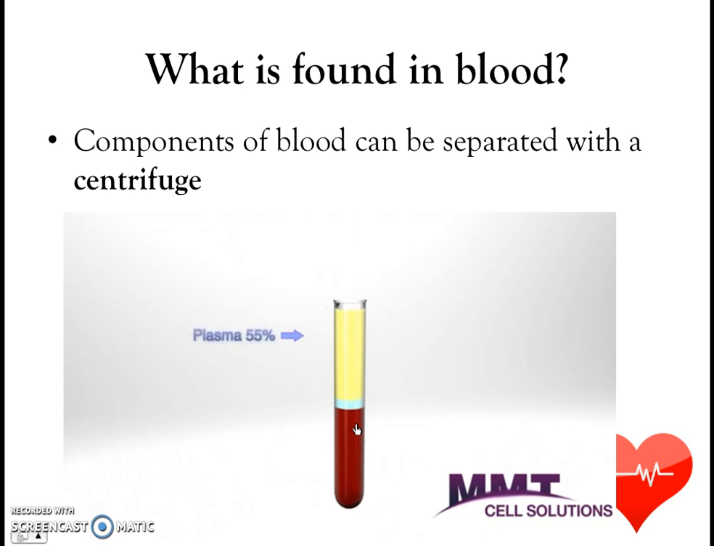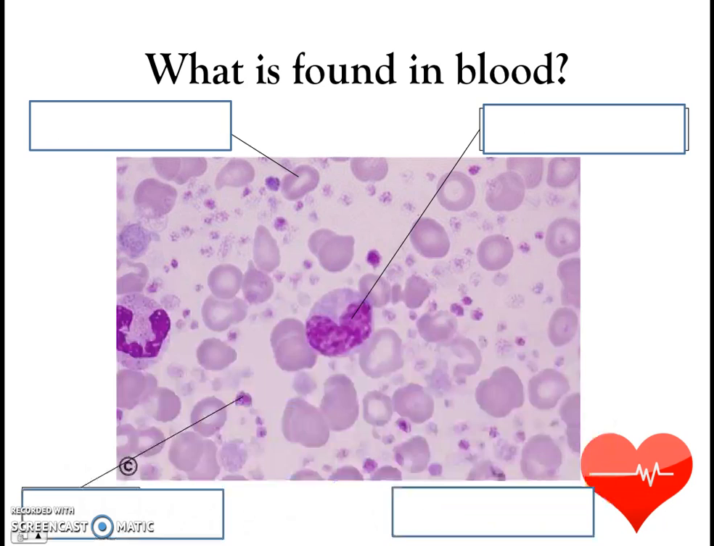And you find that blood is made out of plasma, white blood cells and platelets, and red blood cells. So the different components of blood can also be seen if you take a drop of blood and place it on a microscope slide and look at it under the light microscope. So here's something of what you would see. And you can see the different types of cells found in blood.